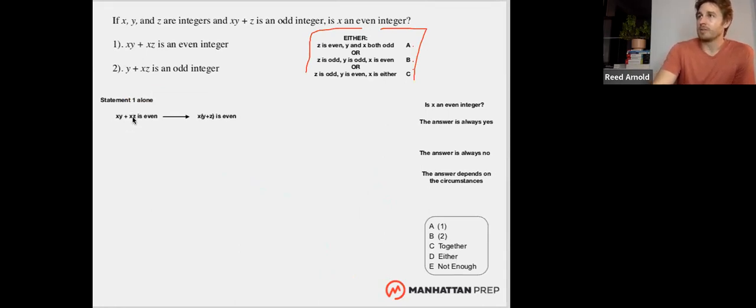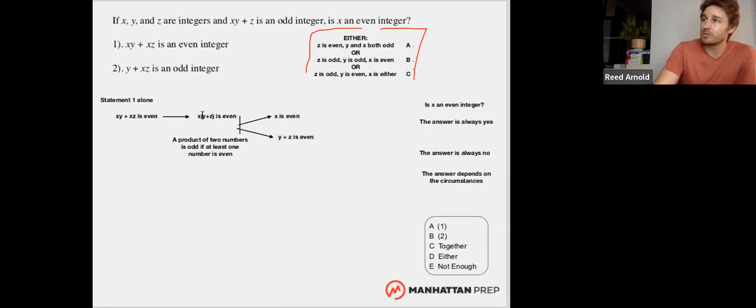It tells me xy plus xz is even. Well, I can factor out the x and say x times (y plus z) is even. And again, I bring in a rule about multiplication. That means that either x is even and y plus z is whatever it wants to be, or y plus z is even and x is whatever it wants to be. One of them must be even. Could be both, but one of them must be even.